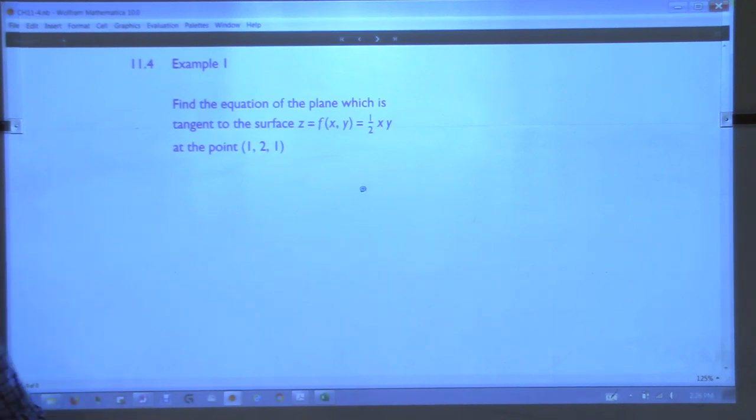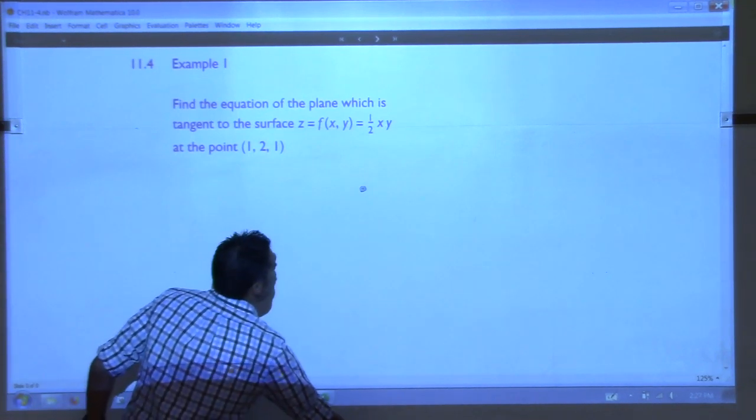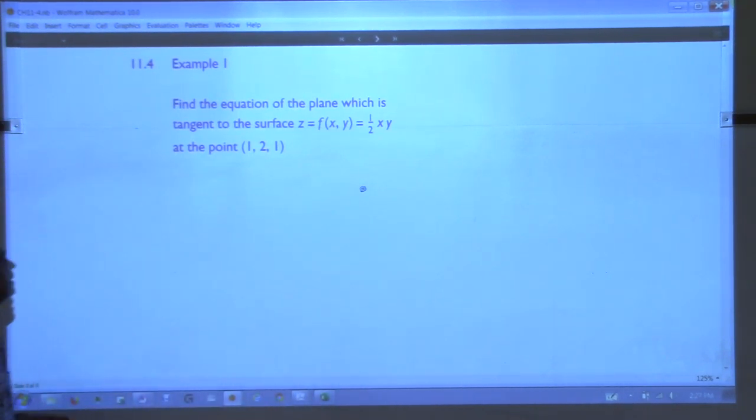So here's a surface. Z equals f of x, y, which equals 1/2 x times y. And we want to know the equation of the tangent plane at the point 1, 2, 1. All right, so let's start out.